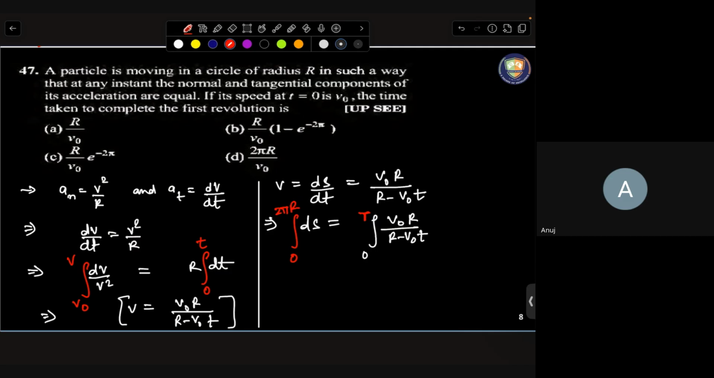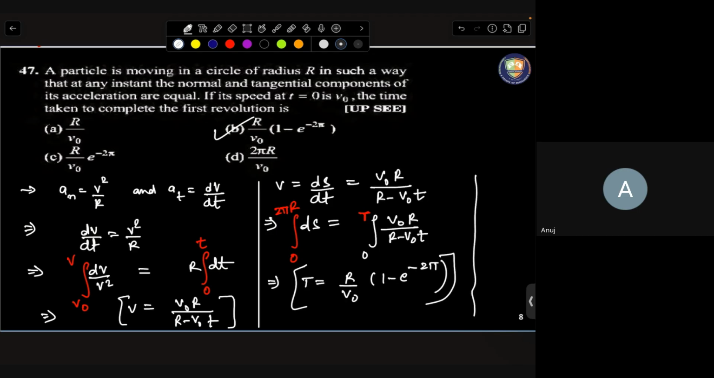Okay. So if you do the integration properly, what you will get is t equal to r by v naught times 1 minus e to the power minus 2 pi. This will be the answer. Okay, I just want to save some time, that's why I'm skipping a few steps. So if you want, you can solve it by yourself also, which will be good practice for you. Any doubt in this question, or do you want me to explain the integration part?